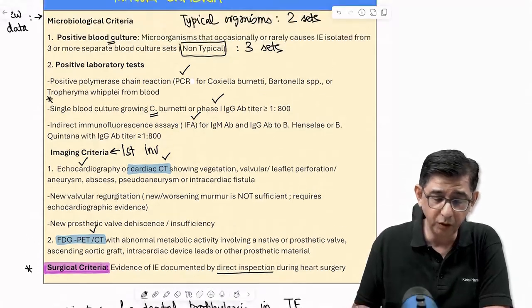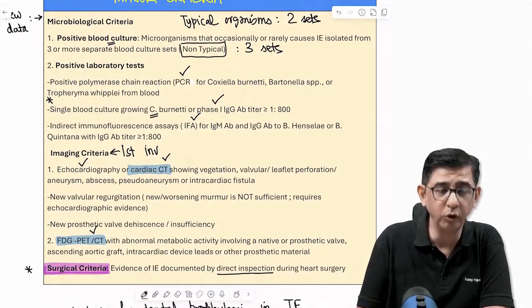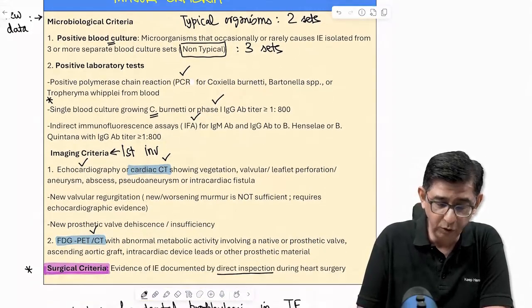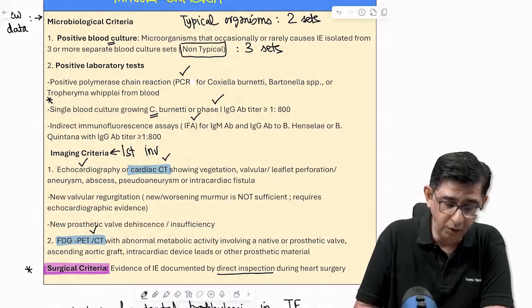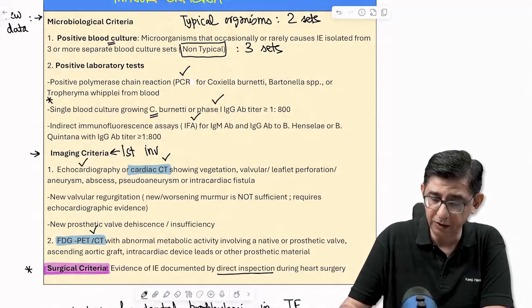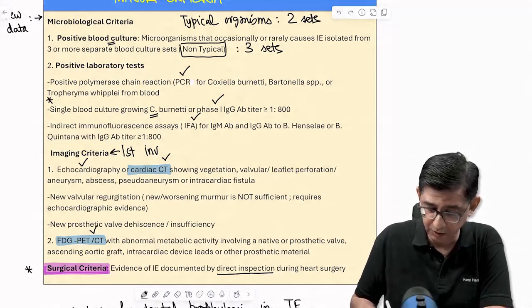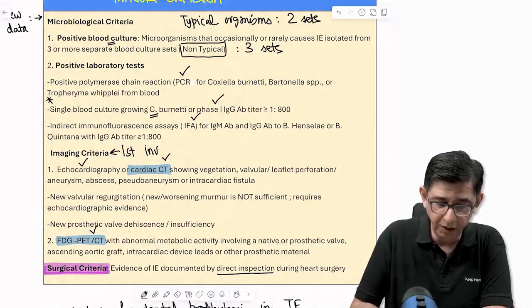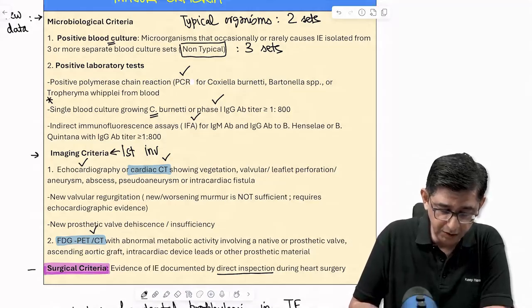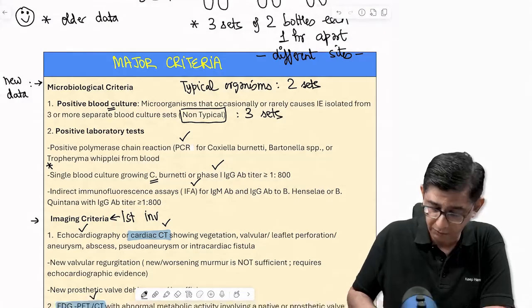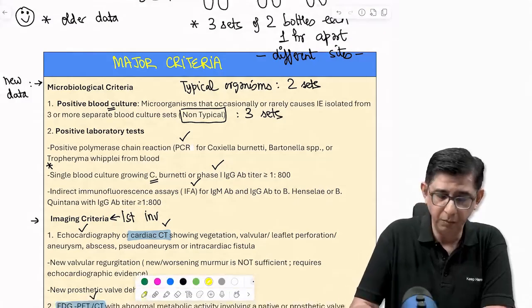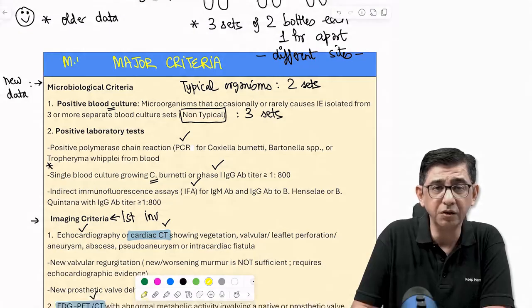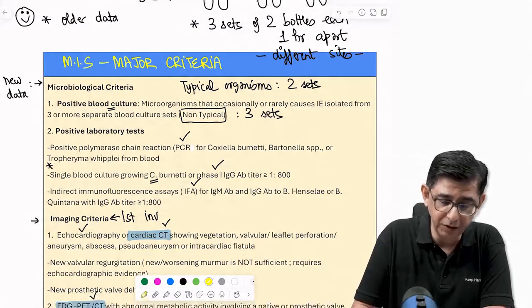This was never a part of the discussion. Earlier it was only microbiological criteria and imaging criteria. Now the new thing is the surgical one. I'll just mark the names once again so that you can remember. In major criteria, it is MIS. This is what I would like to write. M is microbiological, I is imaging criteria, and S is surgical criteria.